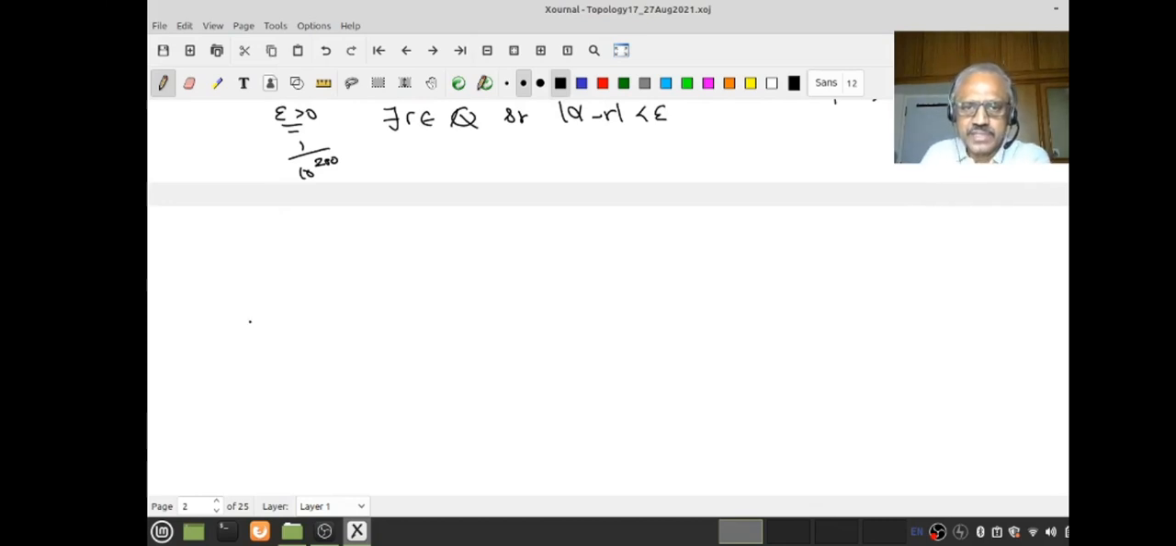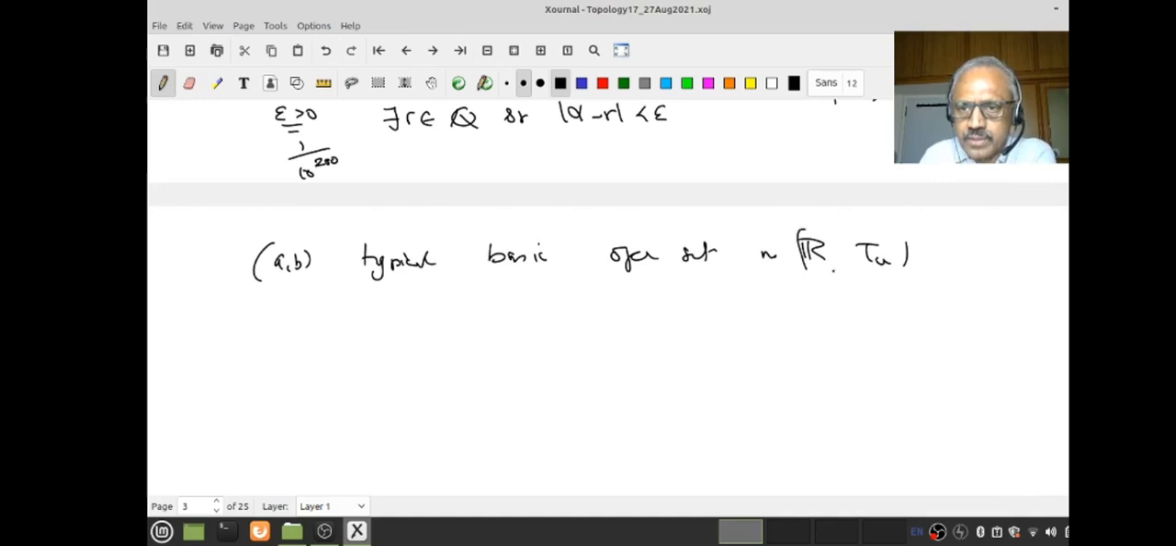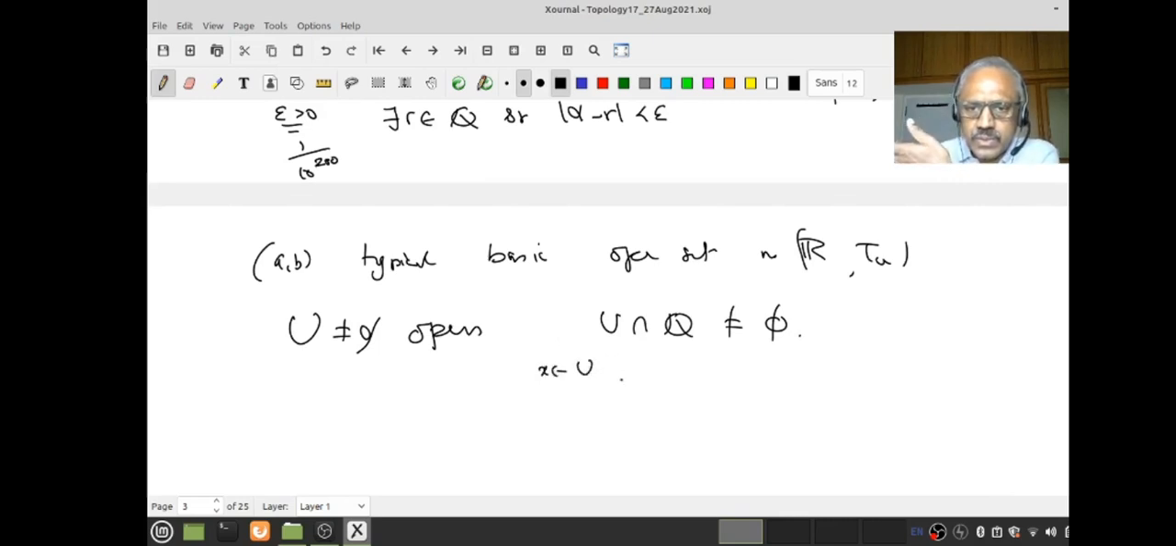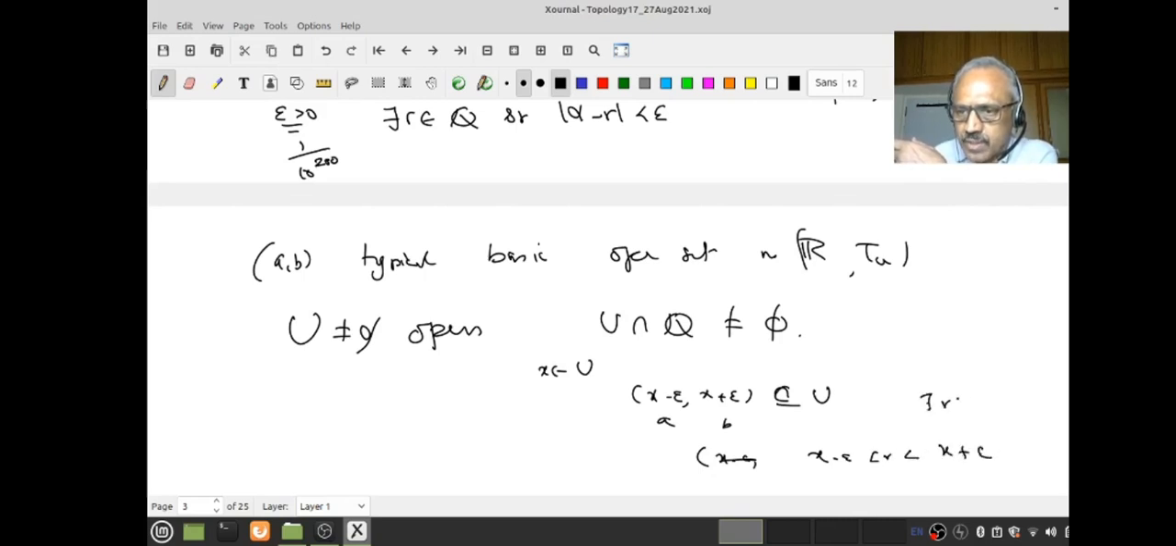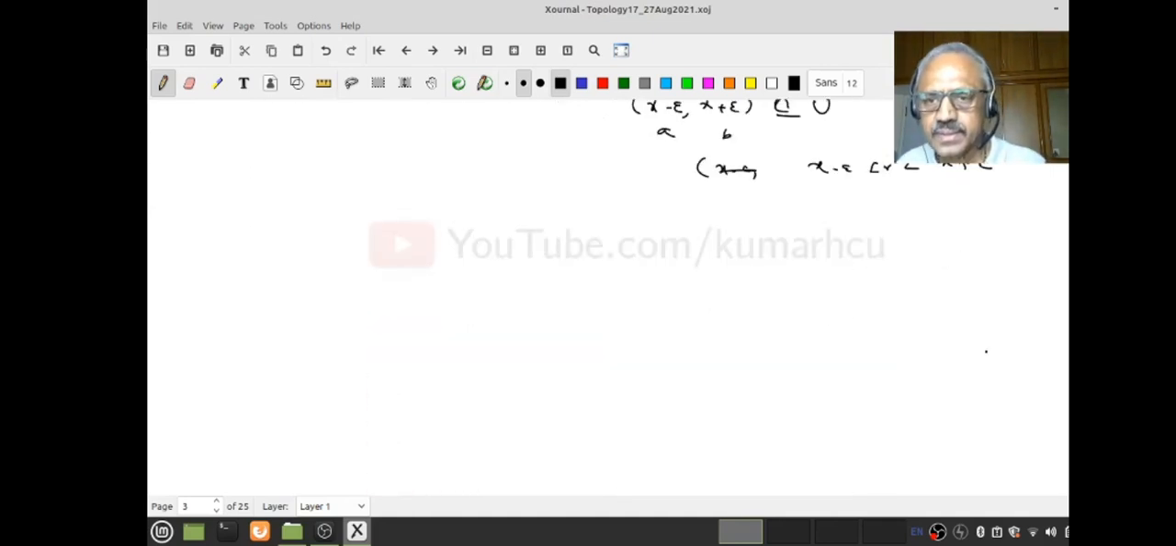Let us first reformulate this in a slightly different way. Notice that (a,b) is a typical open set. It's actually a basic open set in R with the usual topology. So this implies that if you give me any non-empty open set U, then U intersection Q is not empty. Is that clear? Because it is non-empty, there is an x in U, therefore there is an epsilon positive so that (x minus epsilon, x plus epsilon) is contained in U. This is an interval, this is your a, this is your b. Therefore between x minus epsilon and x plus epsilon there is a rational number r. That's it. You understand?